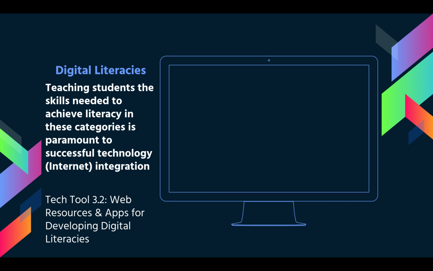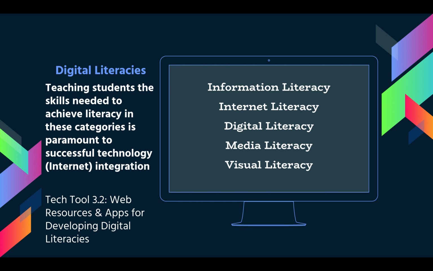So teaching students the skills needed to achieve all of these different literacies is critical, because they need to know how to navigate and evaluate the information out there, right? Each literacy serves its own purpose, but just briefly, information literacy includes the ability to locate, evaluate, and use information effectively. Internet literacy is applying those skills from information literacy to online information. So it's the same skills, you're just pulling the information from different sources, either physical books or an online source.